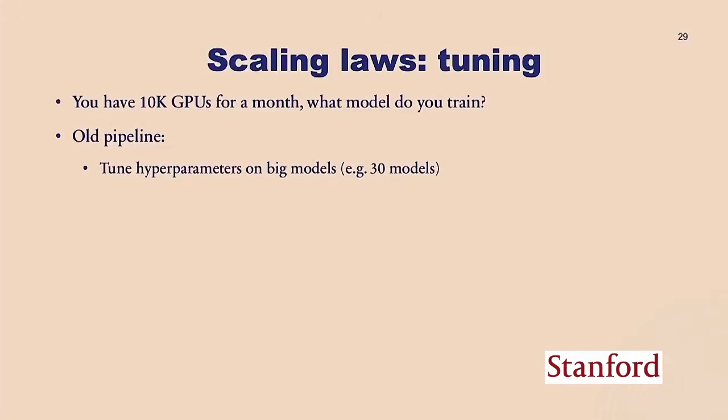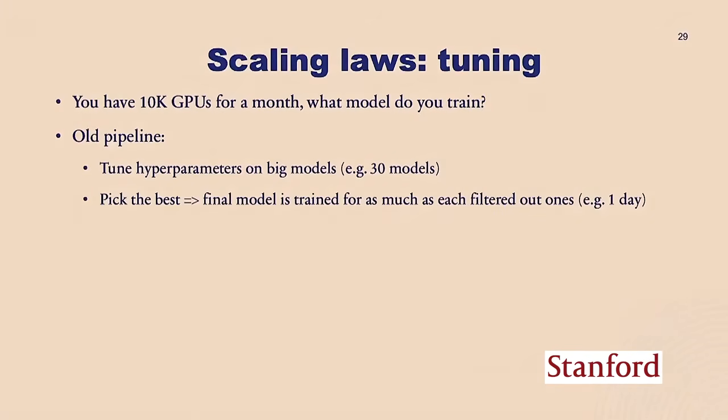The old pipeline was basically that you tune hyperparameters on the big models. So let's say I have 30 days. I will train 30 models for 1 day each. I will pick the best one, and that will be the final model that I will use in production. That means that the model that I actually used was only trained for 1 day.